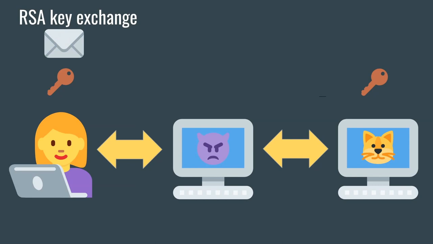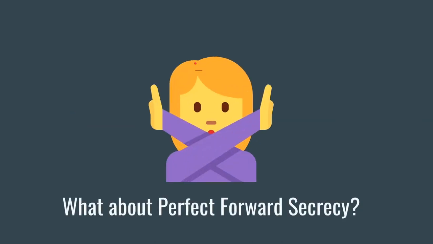So it seems like this gives us the best of both worlds, where we have that slow upfront cost of RSA, but we're just encrypting a tiny bit of data with authentication, and then we can use the quick AES algorithm in order to send messages back and forth. However, there's a problem with this approach. We haven't yet achieved perfect forward secrecy.